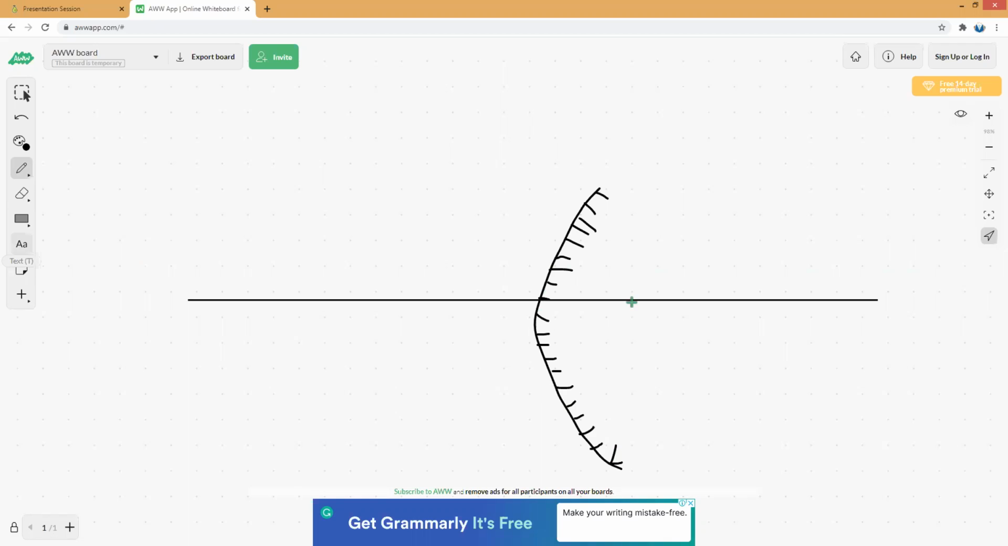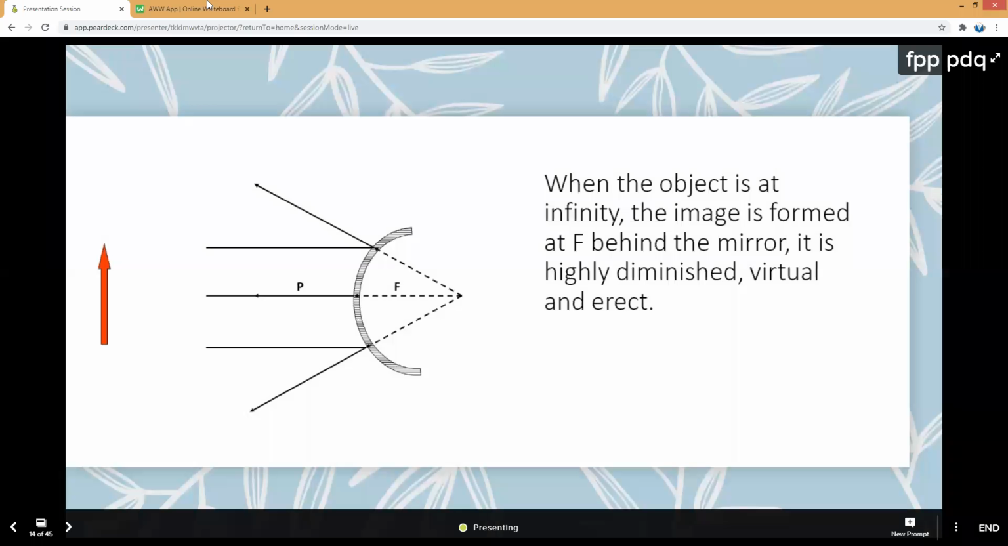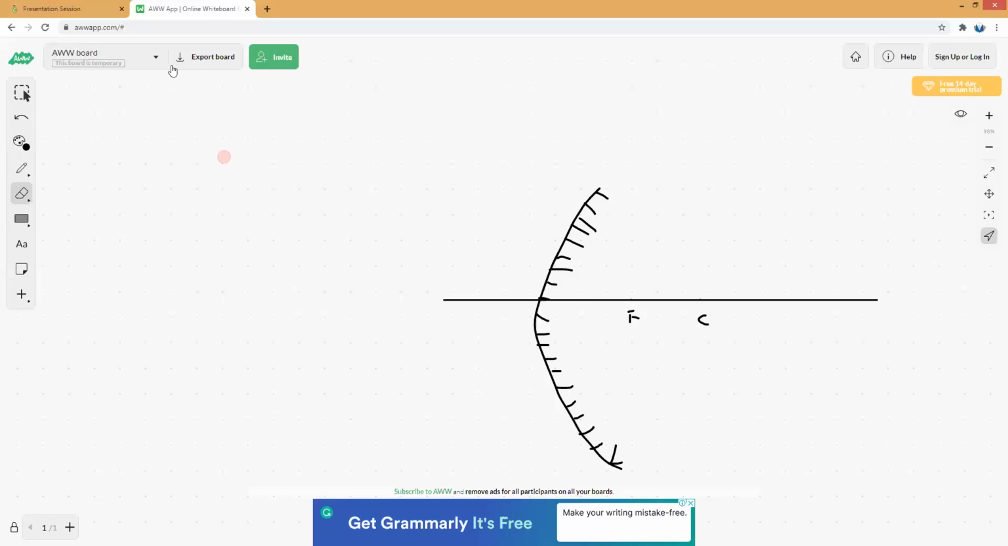1 second. That's F and that is C. Okay, I'll just erase this thing. Okay, you can do it. Yeah, you can try. So the first one is object is at infinity, so it has to be outside the principal axis. So you can start now.